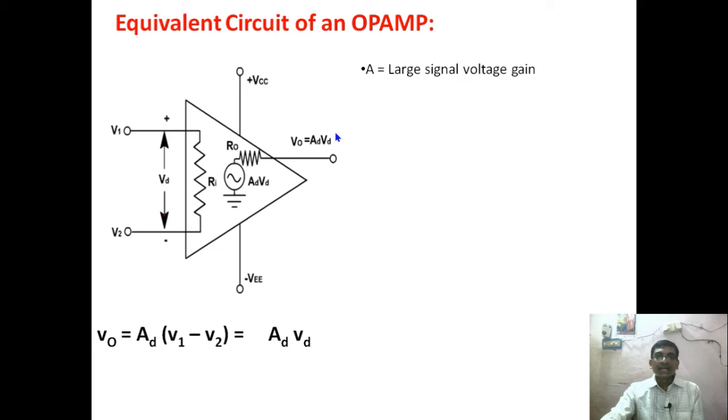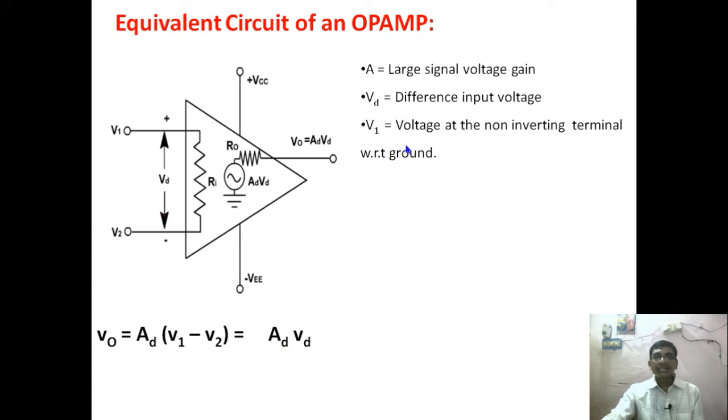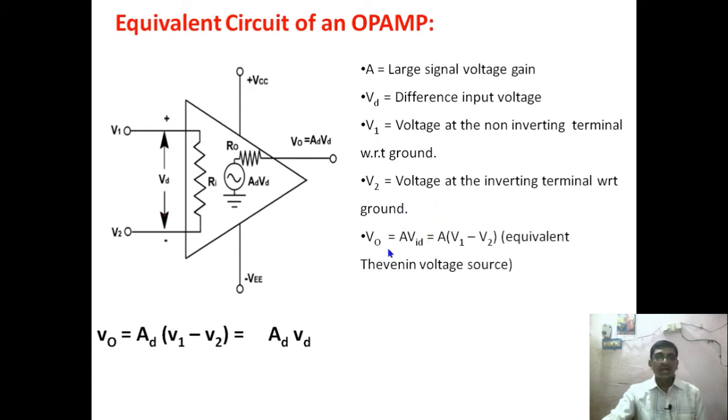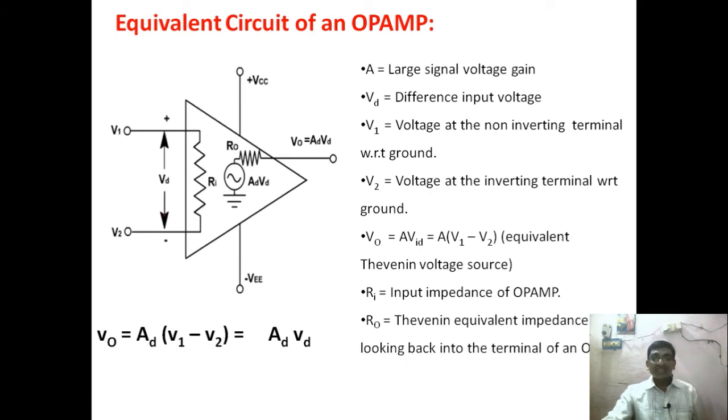Here A is the large signal voltage gain and Vd is the differential input voltage, V1 is the voltage at the non-inverting pin with respect to the ground, and V2 is the voltage at the inverting terminal with respect to the ground, and V0 is equal to A into Vd, which is A into (V1 minus V2), the equivalent of a Thevenin source. Ri is the input impedance of the op amp, and R0 is the Thevenin equivalent impedance looking back into the output terminal of the op amp. So these are all the notations used inside the equivalent circuit of the operational amplifier.